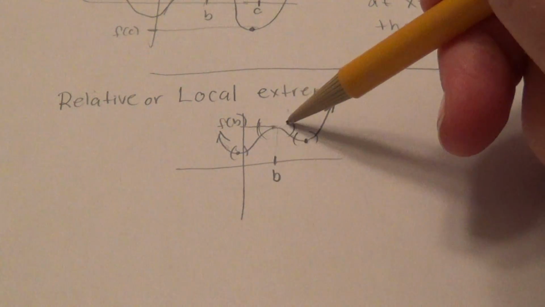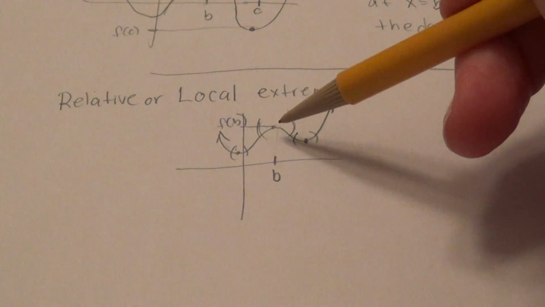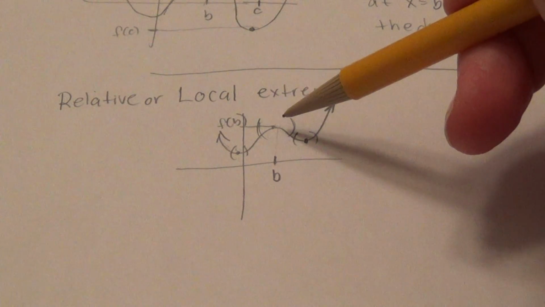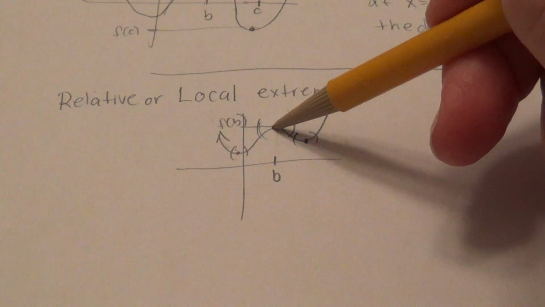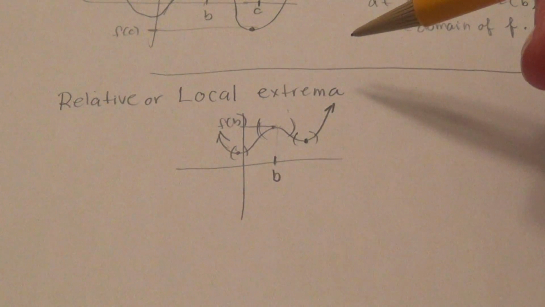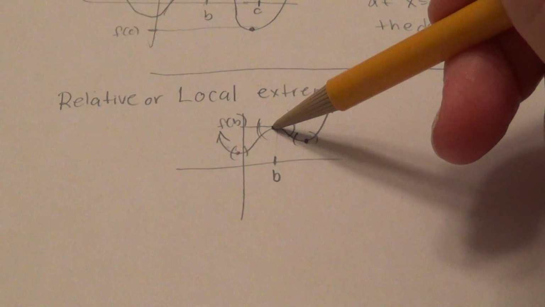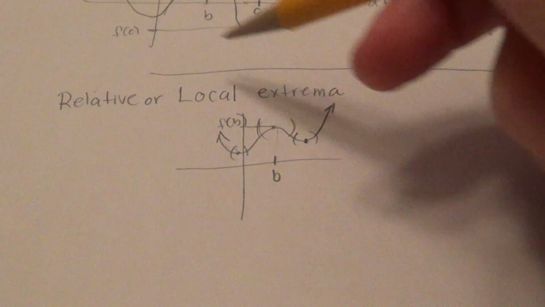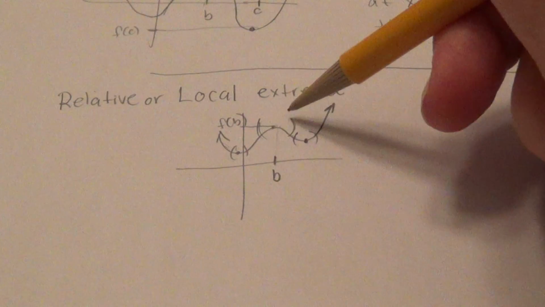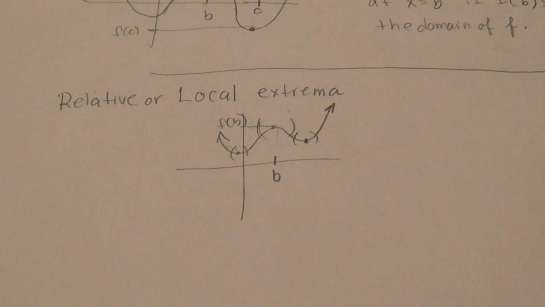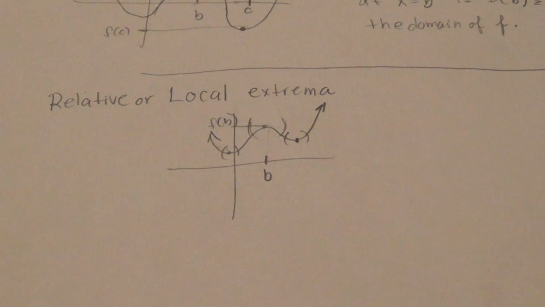It's sort of like if you were the tallest person in your class, there you are. But if you went to the NBA tryouts, you would no longer be very tall at all. So it all depends where you are, if you could be called a local extrema or not. So let's write it out formally.